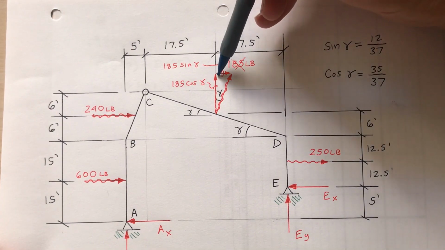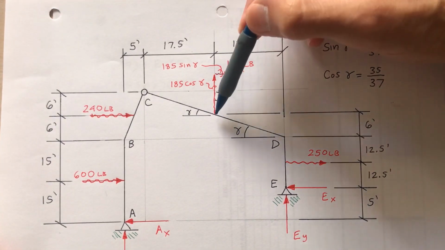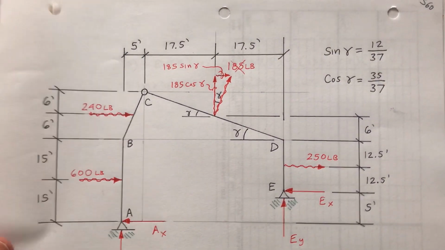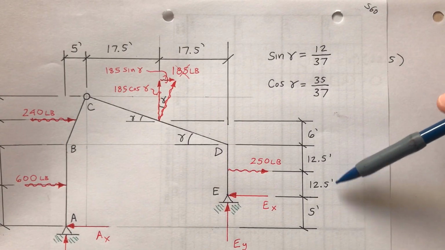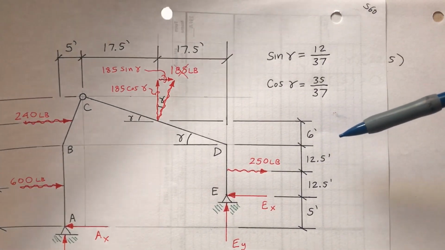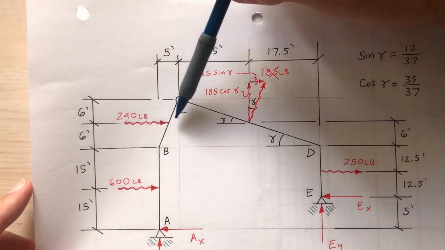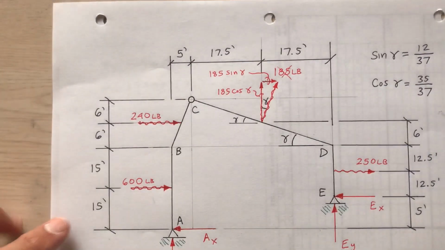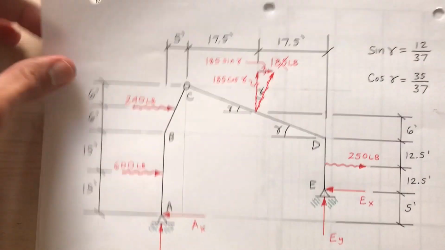Be careful, I'm showing it here, but it's actually acting down here. Both these vectors are acting at this point. So the moment arm on that, 36. Where am I getting that 36? 12.5 plus 12.5. What is that, 25? Plus 5 is 30, plus 6 is 36. Minus 240 times 36. That would be this 240. 36. 15 plus 15 plus 6. Minus 600 times 15. That's referring to this 600 here. Moment arm 15. So I think that's everything.